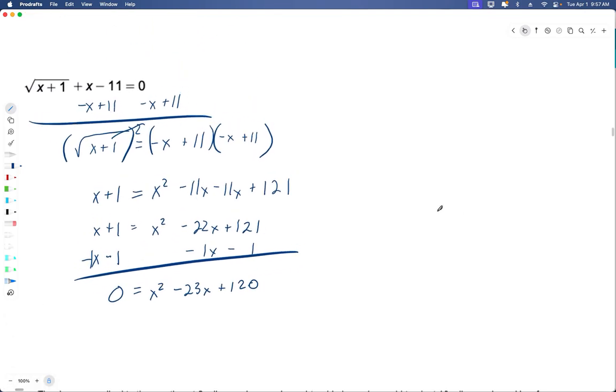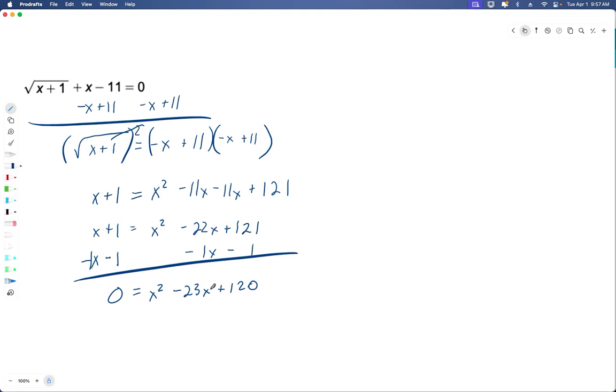So what I need to do now, I'm going to flip it just because that's the way I like to write it. I'm going to move it over here so I have more room. X squared minus 23x plus 120 is equal to 0. Now I'm going to factor this.